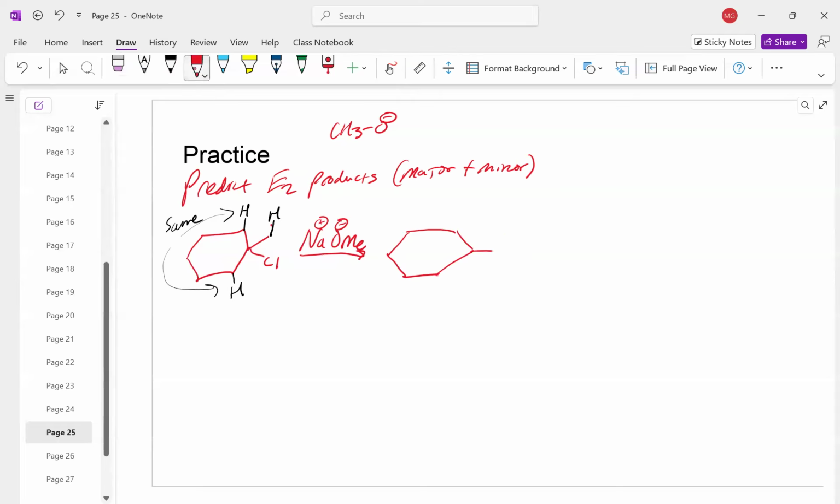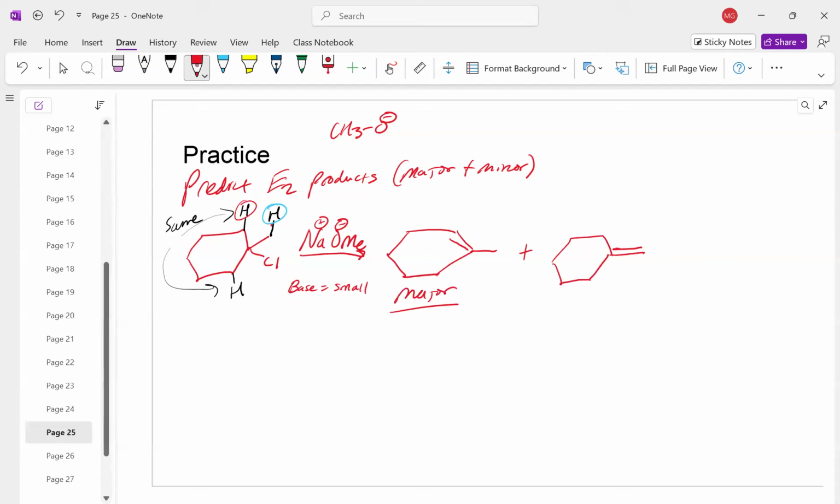We'll have the Cl, we'll form a double bond there. So that's pulling this one off. Now what if I pull the other one off here? I would get this double bond. Now, since this base is small, it's not bulky, it's not sterically hindered, the preferential product, the major product, is going to be the Zaitsev product, the more stable alkene. And that's this one.